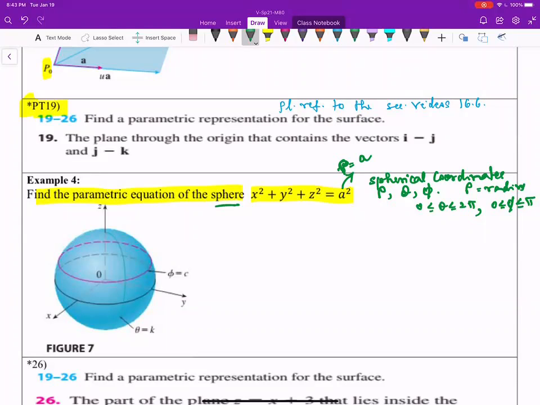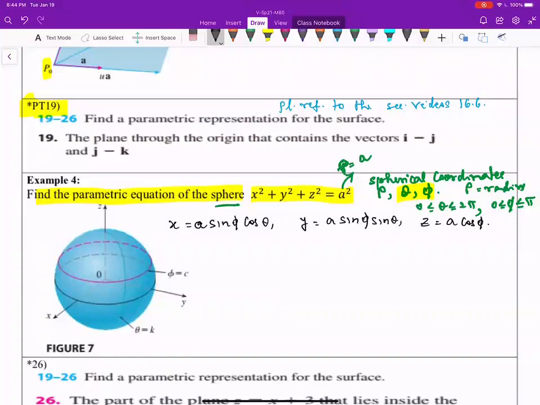So if that is fixed, we can choose phi and theta to be our parameters to represent the sphere. Keeping that in mind, we can write x in spherical coordinates as rho sine phi cosine theta. Here it is a sine phi cosine theta. Y can be written as a sine phi sine theta. Z in spherical coordinates is rho cosine phi. Here it is a cosine phi, because the radius rho is equal to a.